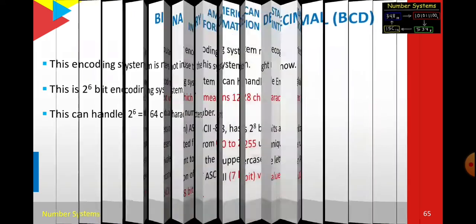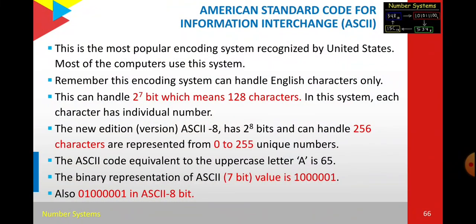The next coding system is the American Standard Code for Information Interchange, ASCII code. We studied ASCII code in 11th standard also, no? Now you can see that one. This is the most popular encoding system. ASCII code is the most popular encoding system, recognized by the United States, so most computers use this system. The standard code was developed by the United States. Remember, this encoding system can handle English characters only.